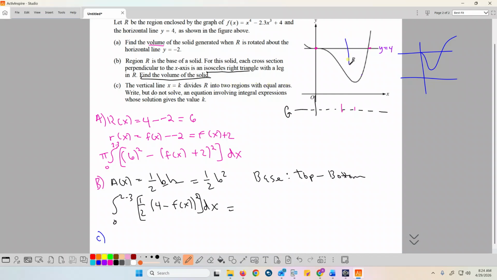Okay, so let's slice this thing down the middle, and this is x equals k. Well, what is k? We might have to find that. Maybe not. Let's read on. But do not solve. Oh, maybe we don't have to solve after all. An equation. This is what got everybody that year. An equation involving integral expressions whose solution gives the value k.